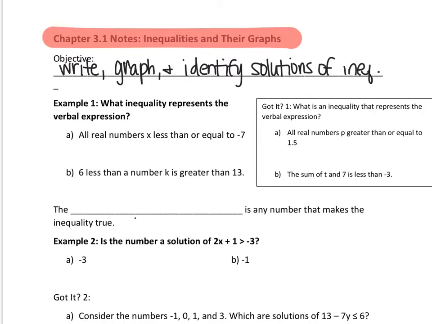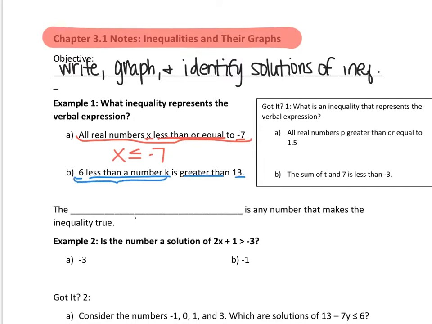So you are going to change the words that you're given for example 1a into an inequality using an inequality symbol. So all real numbers x less than or equal to -7. X, the less than or equal to sign is the less than sign with a line under it, and then -7. Example 1b, 6 less than a number k is greater than 13.